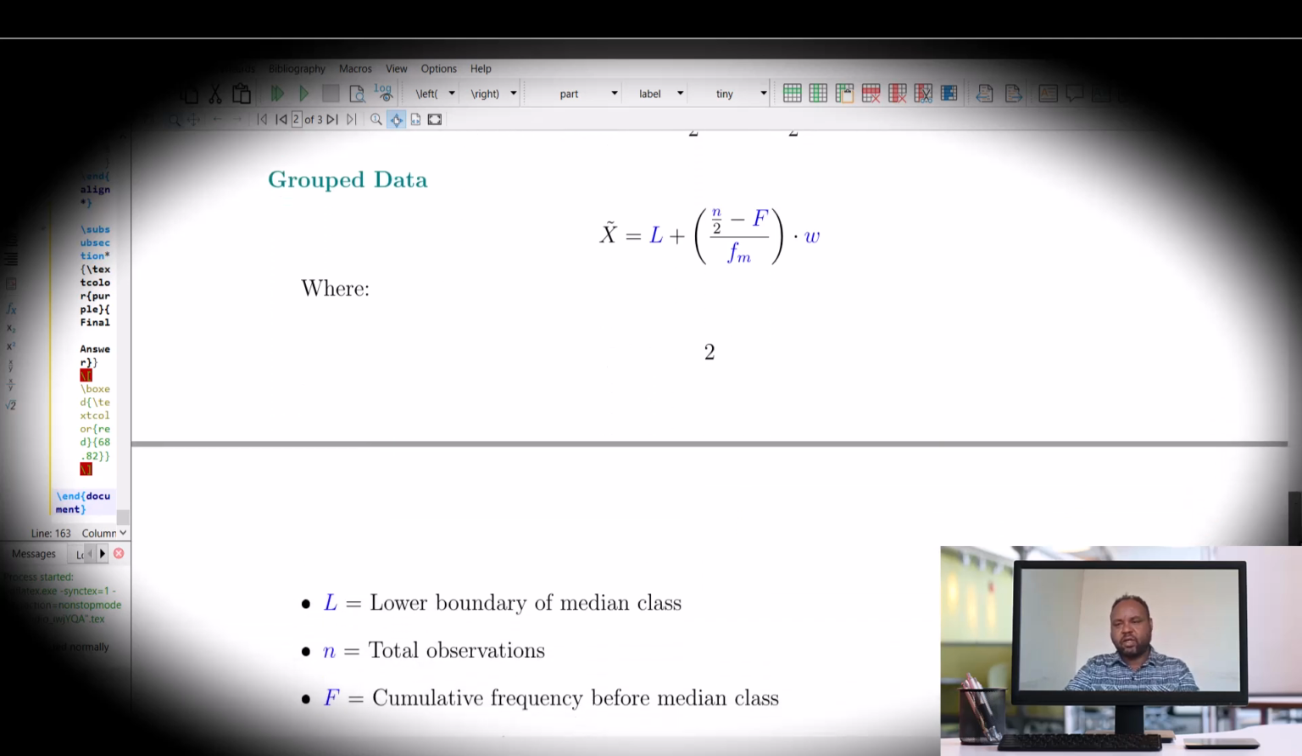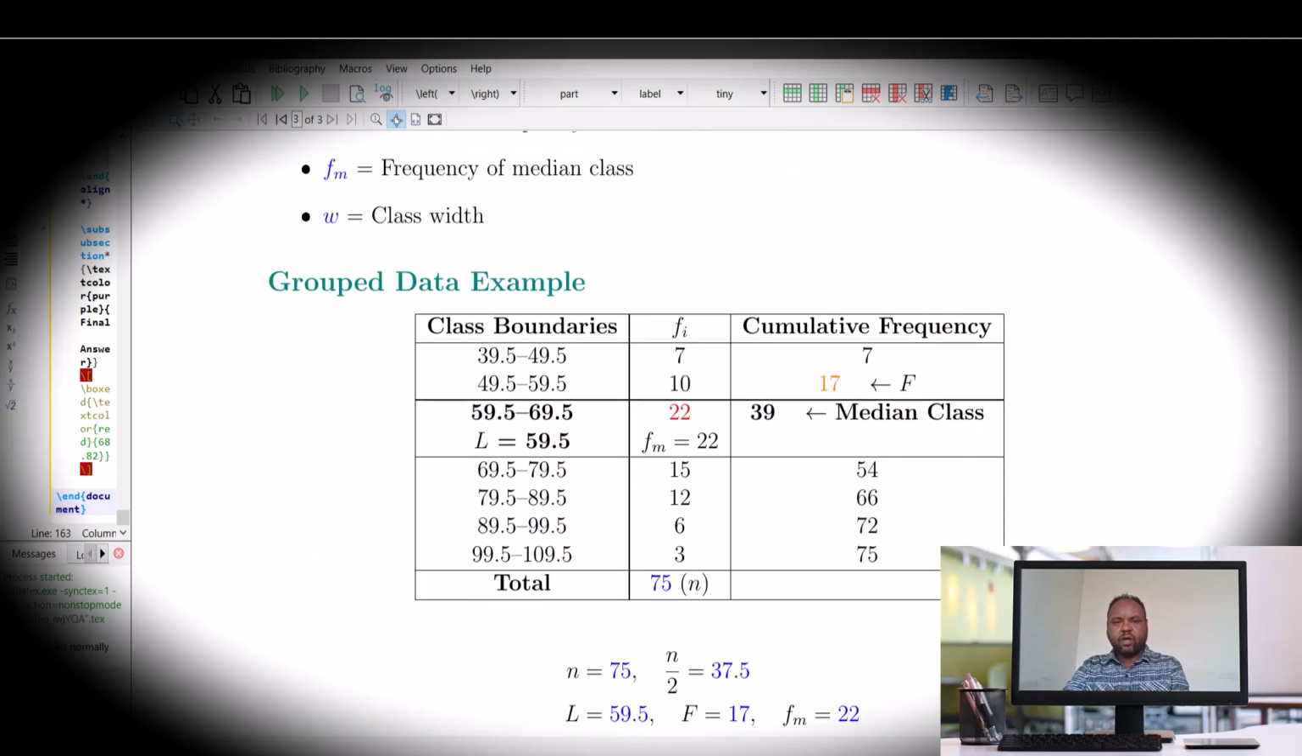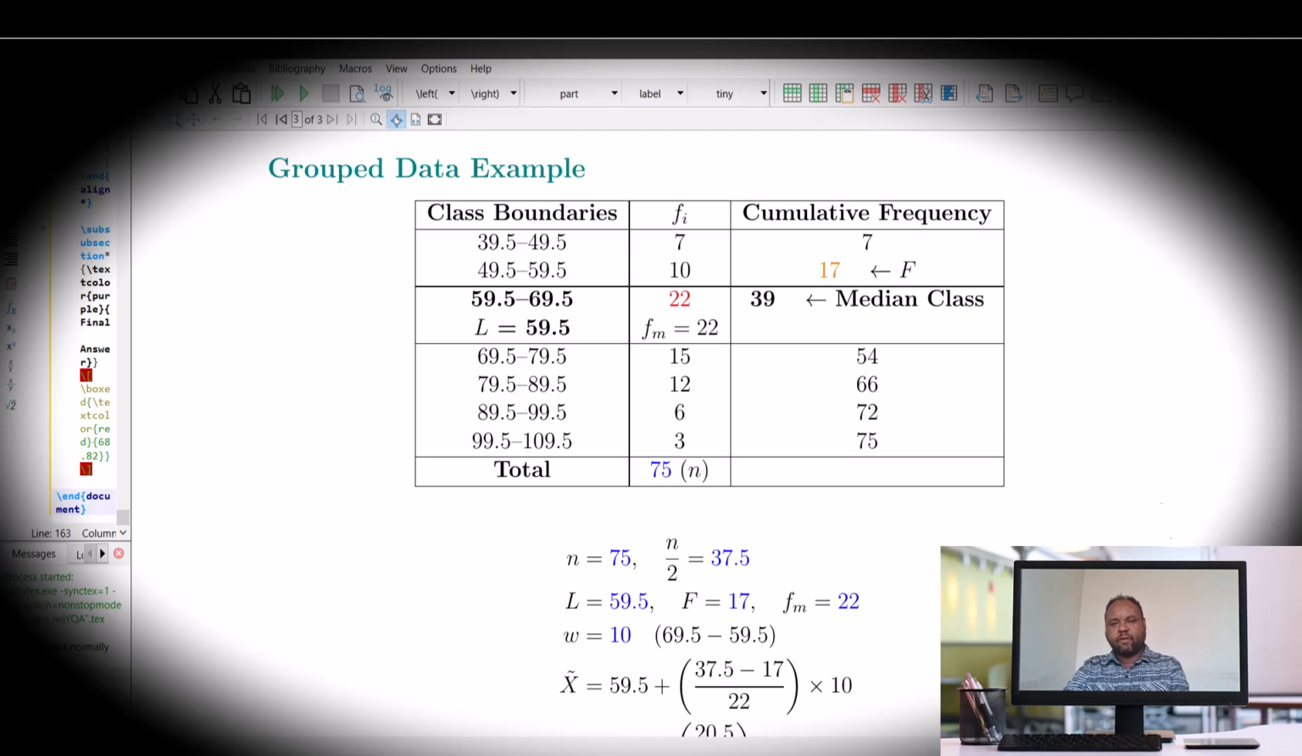So the other concern is how to compute the median from grouped data. We follow this formula, where L is the lower class boundary of the median class, n is the total number of observations in our frequency distribution, F capital is the less than cumulative frequency preceding the median class, and fm is the median class frequency, w is the class width, right?